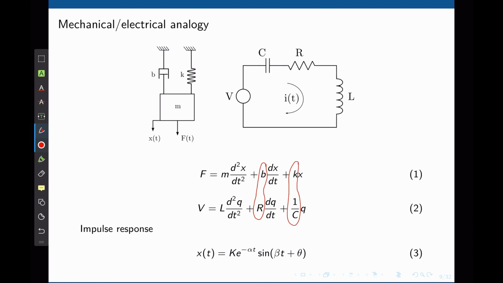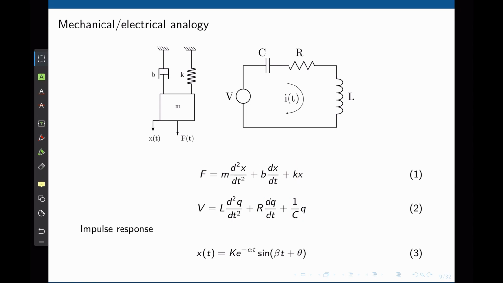They are also analogous. They represent the compliance of the system, how susceptible the system is to move, or how easy it is to develop a charge in the electric system. This represents, again, the compliance in the system. We can clearly see that these two equations are the same.